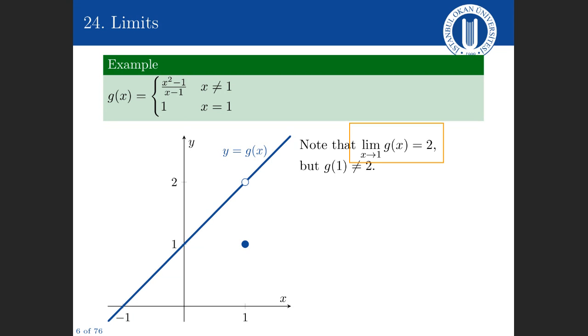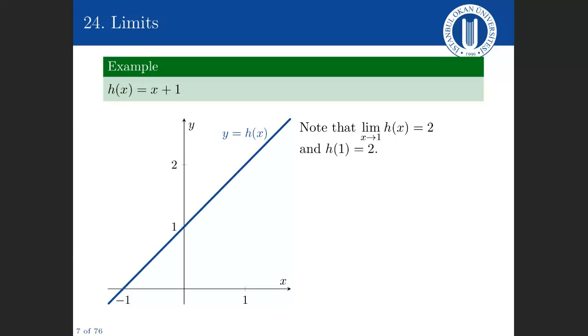One thing to remember here is when we have x arrow 1, this means x is close to 1 but x is not equal to 1. And for this function, the limit is equal to 2, but g of 1 is not equal to 2. A different function, this function I'm calling h. h is equal to x plus 1. What is the limit as x tends to 1 of h of x? Again, this is equal to 2. And this time, h of 1 is equal to 2. This time, the limit as x tends to 1 of h is the same as h of 1.